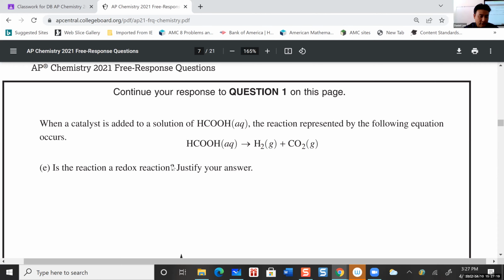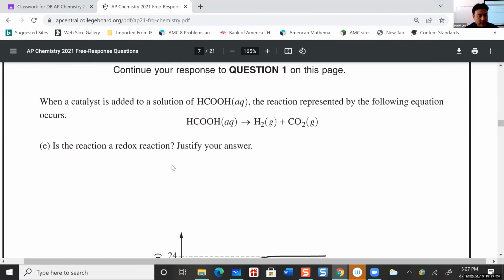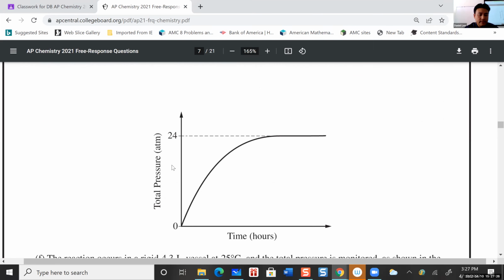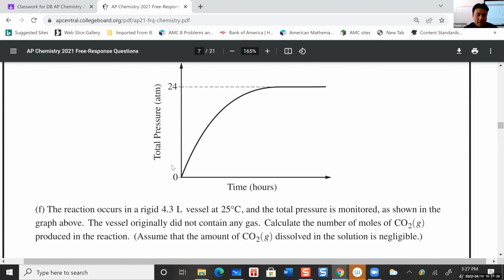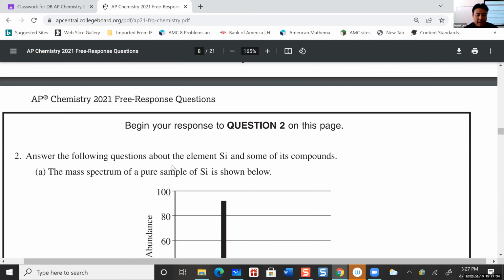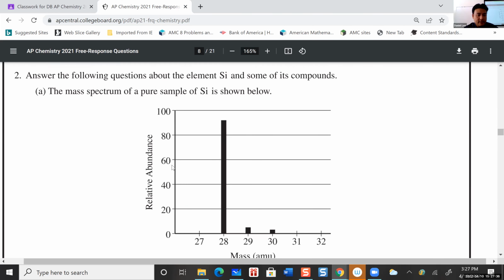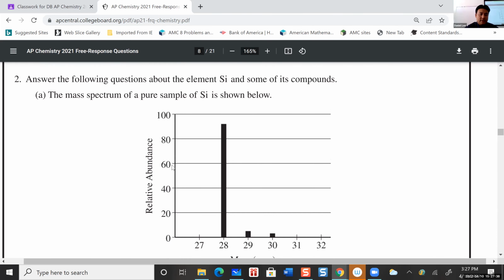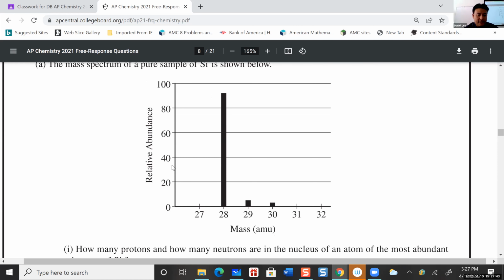So this is the foundation. If you can't do oxidation number, then you're screwed. You have to know how to do oxidation number to know who's oxidized and who's reduced. And this is the pressures, probably PV. And that's mass spectrometry. So this is the isotopes. That's why they have different masses, 28, 29, 30, then the percent, right?